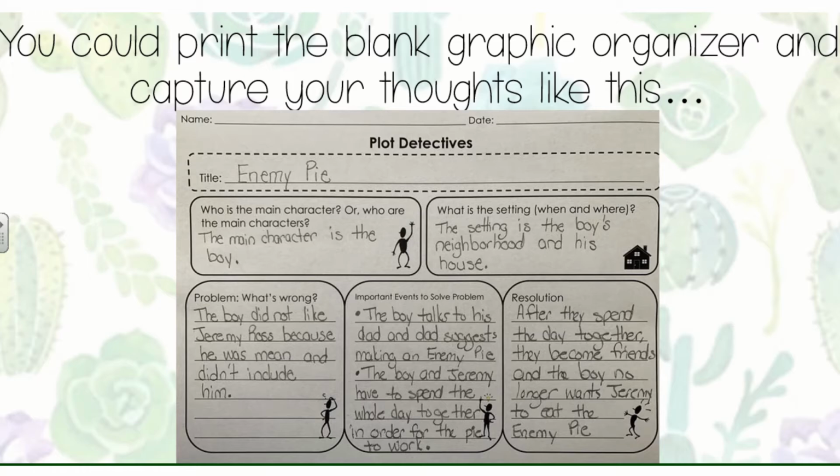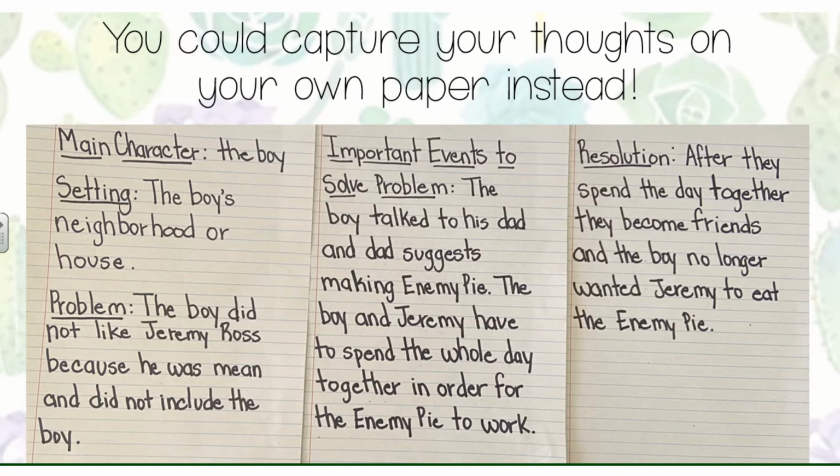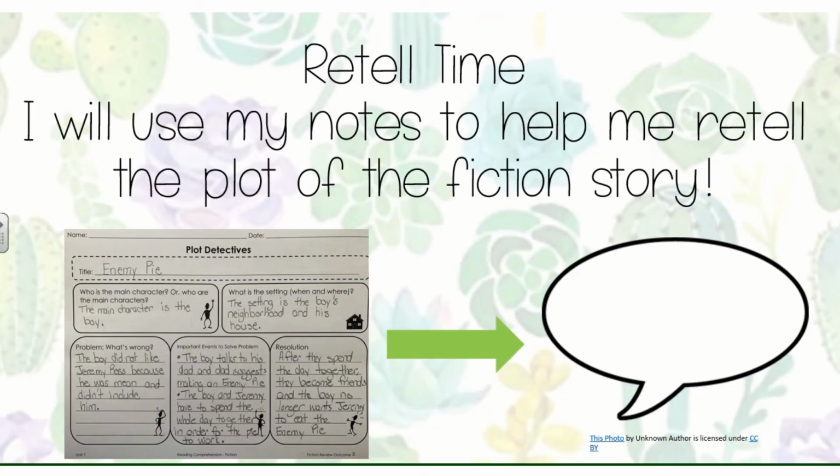The second important event is the boy and Jeremy have to spend the whole day together in order for the pie to work. Your story may have one important event, it may have two, it may have three, it just depends on your personal story. And then your resolution, after they spend the day together, they become friends, and the boy no longer wants Jeremy to eat the enemy pie. You could also do it on paper. This is the exact same information. If you didn't have a printer that you're able to access, you can definitely just print and write it out.